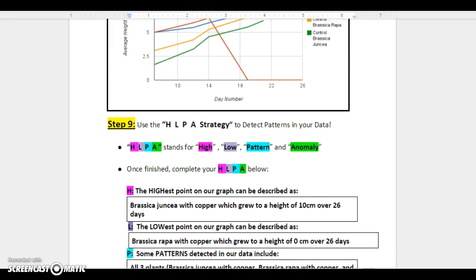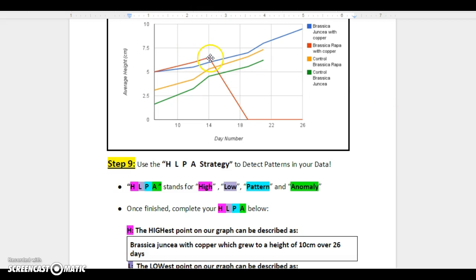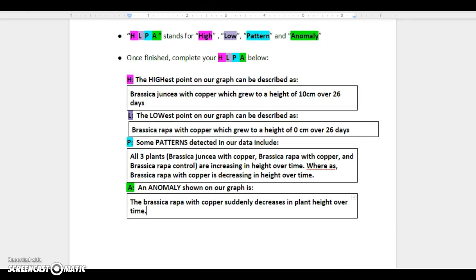The point at which it crashes or falls looks like 14 days. The plant height starts to decrease. So we can say this plant's height starts to decrease at 14 days.